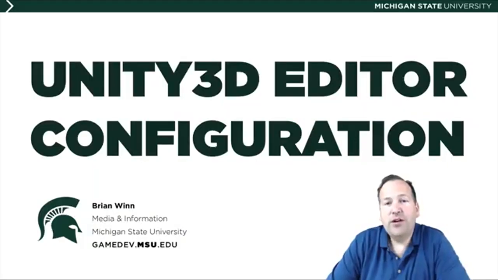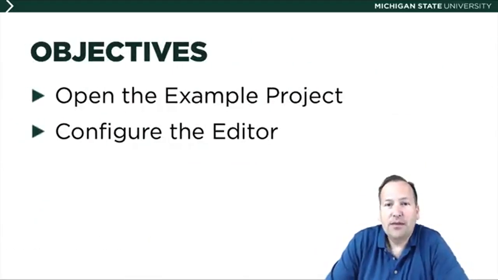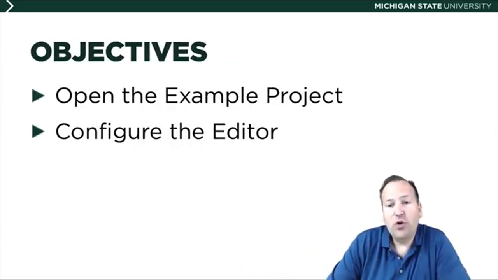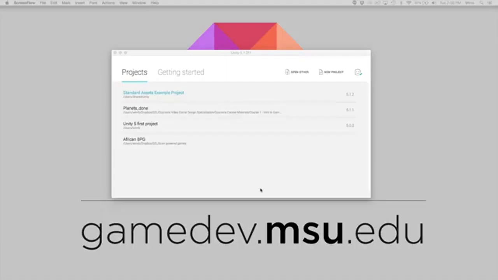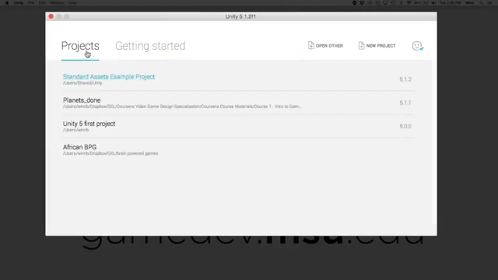In this video, we'll configure our Unity 3D editor. Our objectives will be to open the example project and then configure the editor so we're ready to start exploring. All right, the first thing that you'll need to do is open Unity 3D. I've already got mine open. I'm at the Projects tab, and I want to load the standard assets example project.